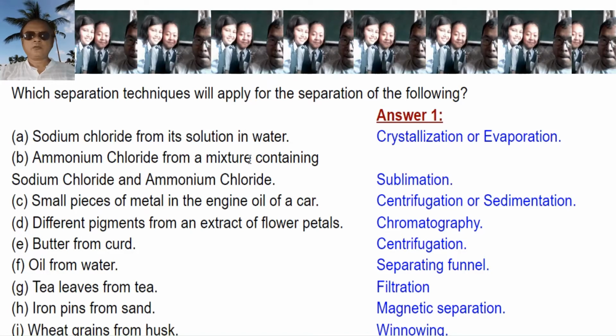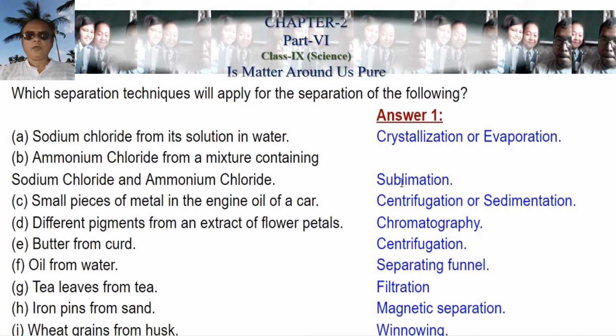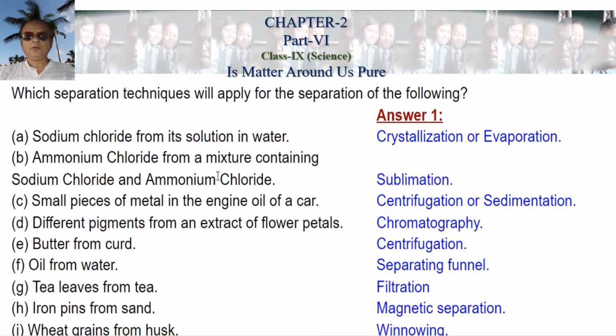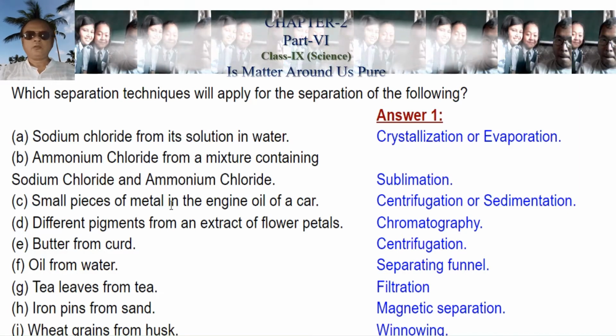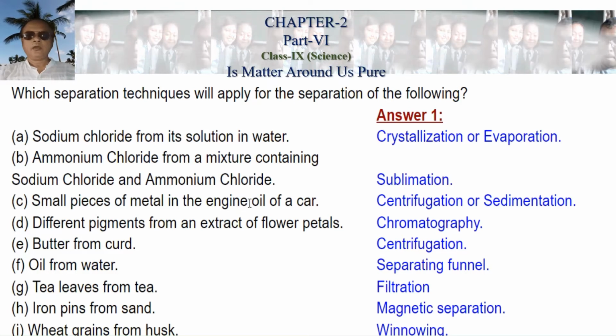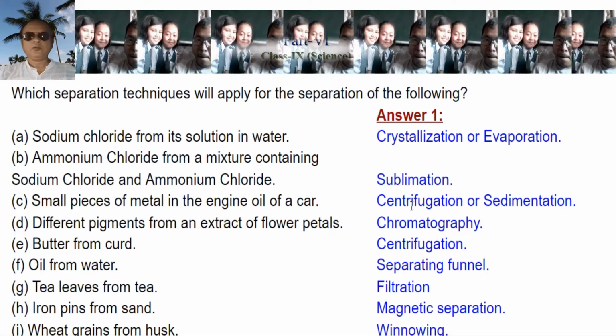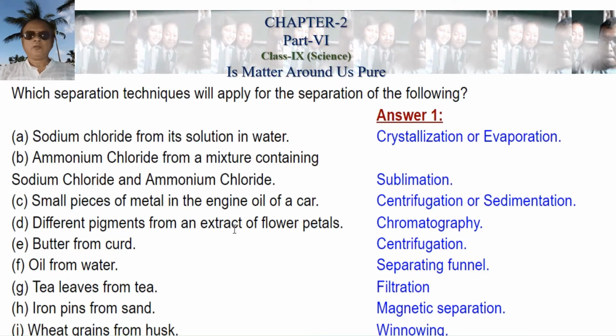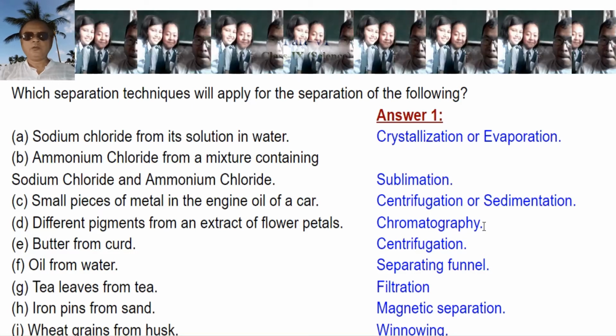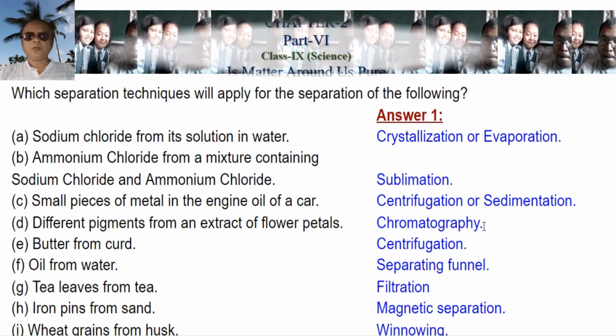Ammonium chloride from a mixture containing sodium chloride and ammonium chloride, we will use sublimation, since ammonium chloride is volatile, meaning it doesn't have a liquid state. Small pieces of metal in the engine oil of a car, we will use centrifugation or sedimentation. Different pigments from an extract of flower petals, we will use chromatography. Chromatography is used for separation of dye, that is, color separation in dye.